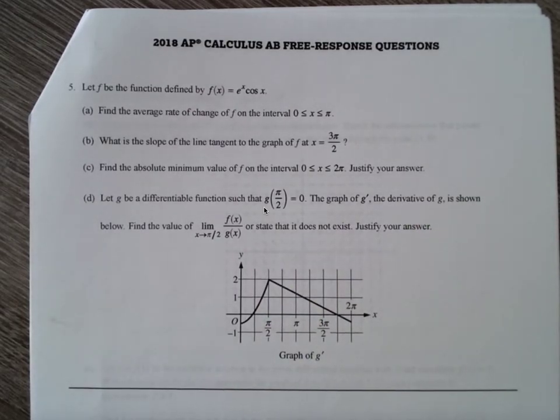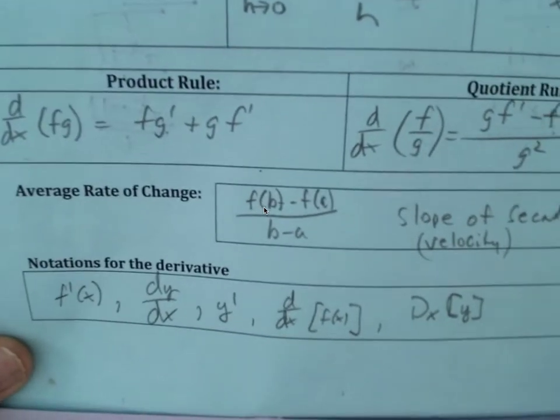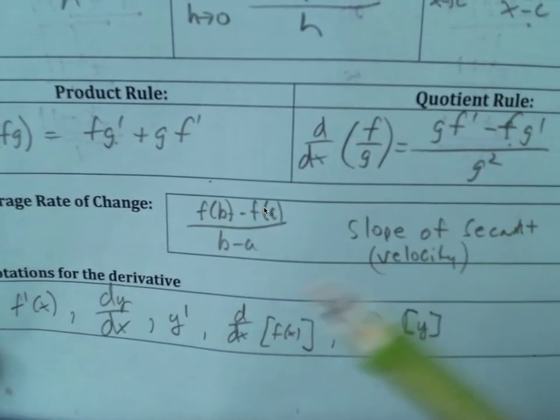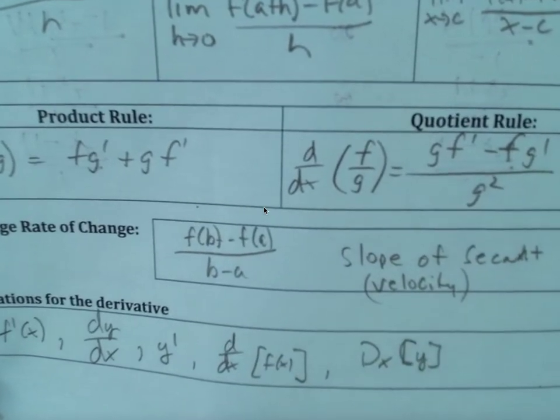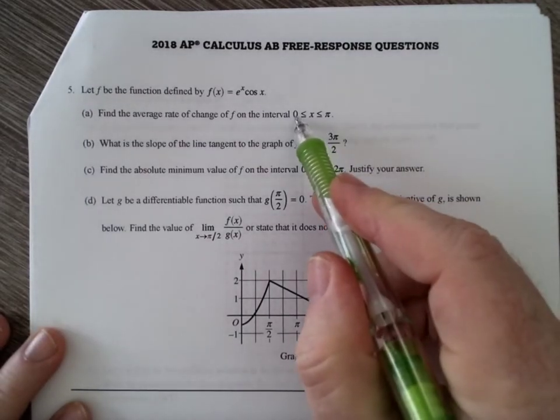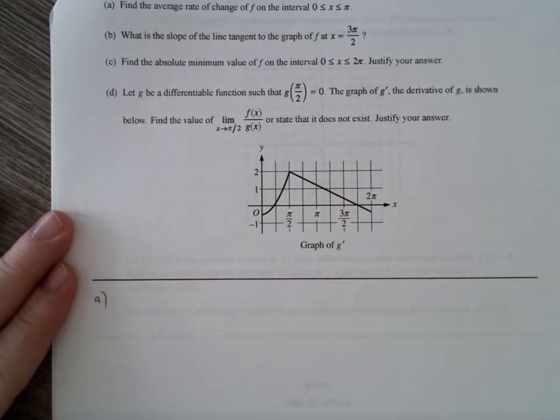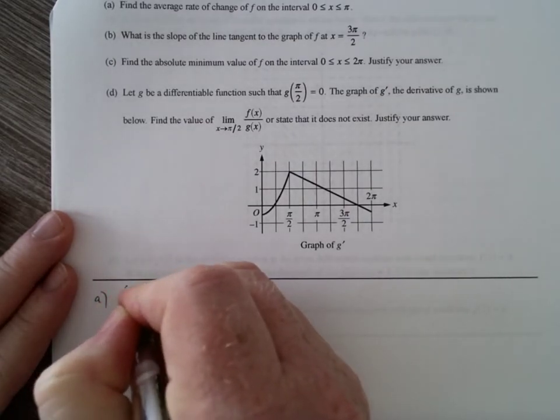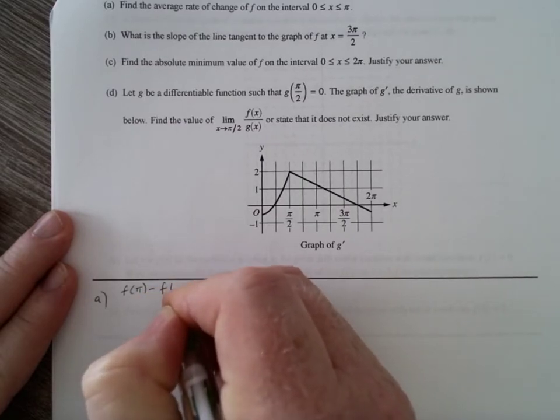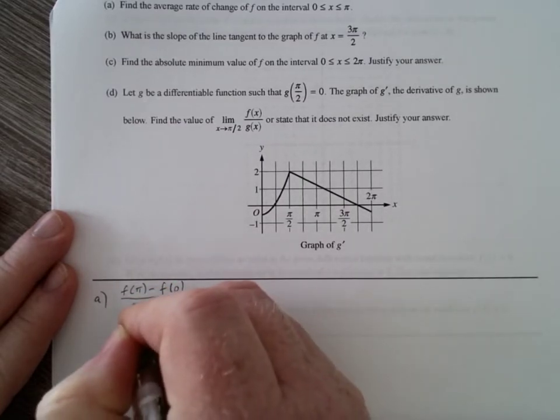Question A, find the average rate of change of f on the interval x is greater than or equal to 0, less than or equal to pi. If you recall back in our foldable, early on, we have the formula for average rate of change. It's just the slope of the secant line, which is f of b minus f of a over b minus a. So there's our a, and there's our b. So part A is going to be f of pi minus f of 0 over pi minus 0.